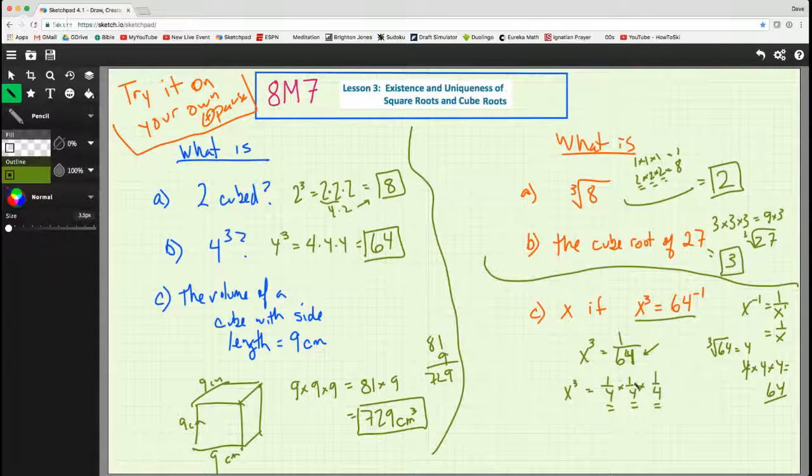So just remember, don't let these fractions screw you up. It's pretty much the same problem as solving the cube root of 64, once you see 1 over a number like this. So x cubed is equal to 1/4. Sorry, the cube root. So x is equal to 1 over 4.